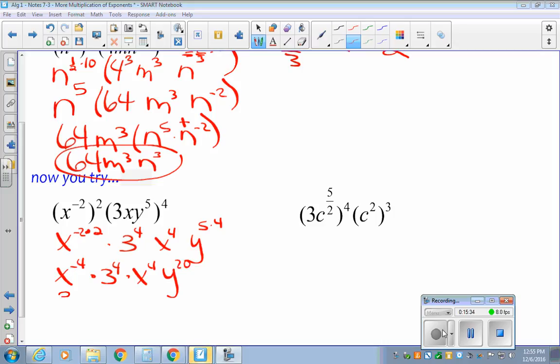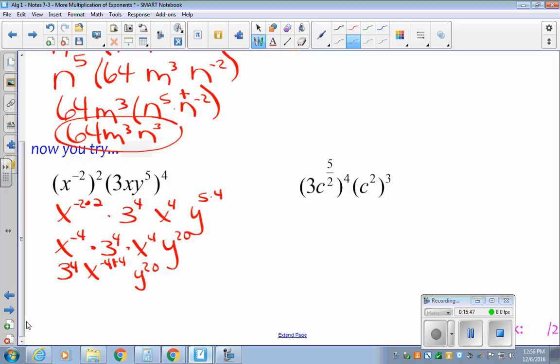3 to the 4th goes out front. Negative 4 plus 4 is 0. And we have y to the 20. Anything to the 0 power is 1. And 3 to the 4th is 81. 3 times 3 is 9. Times 3 is 27. Times 3 is 81. X to the 0 is 1. 1 times 81 is still 81. And we have y to the 20th.